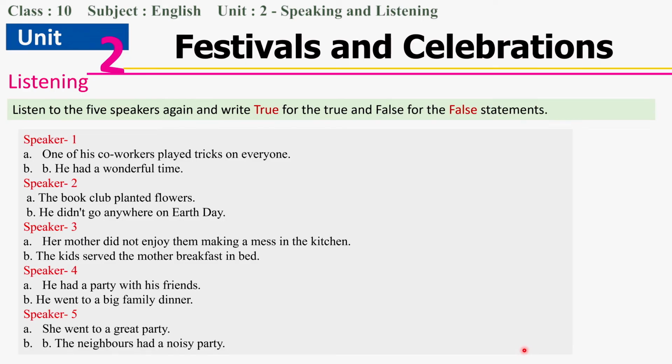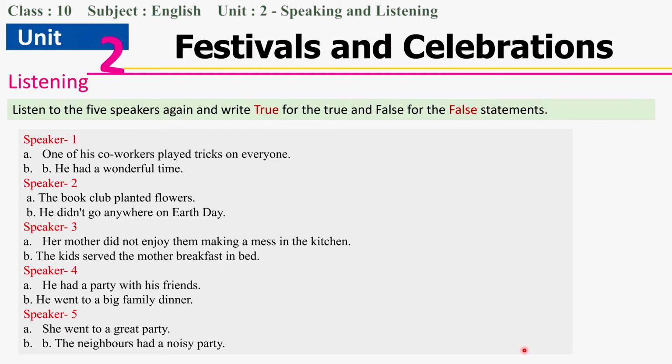I don't know why people still play tricks on April Fool's Day. Last year on April 1st, one of my co-workers played a really horrible trick on our office. He moved all the stuff on everyone's desks around, so no one could find what they were looking for. It was a total waste of time.